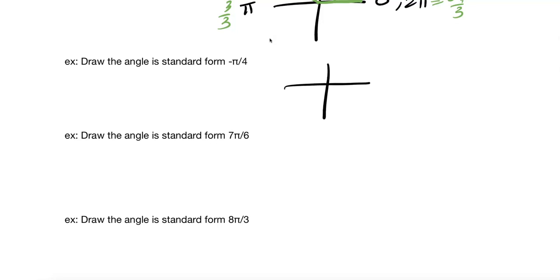So let's look at the next one. Here's 0. Here's pi. Let's say 2 pi. This one's negative pi over 4. So this is 4 over 4. This would be 8 pi over 4. Right? Again, 4 over 4, another 4 over 4 makes 8. 8 over 4 is 2.